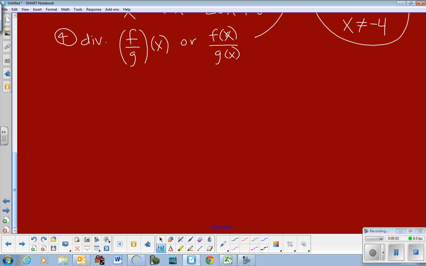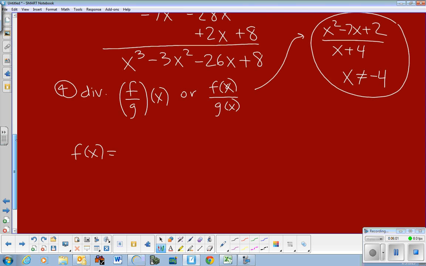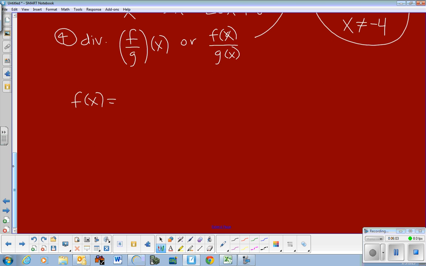Let's talk about function calls first. So just a reminder, so I don't have to keep scrolling. f of x is x squared minus 7x plus 2.